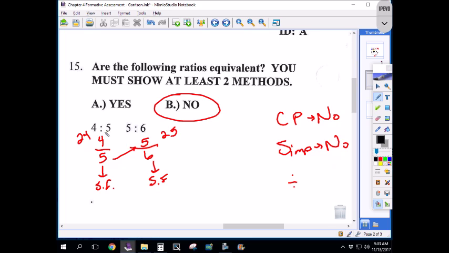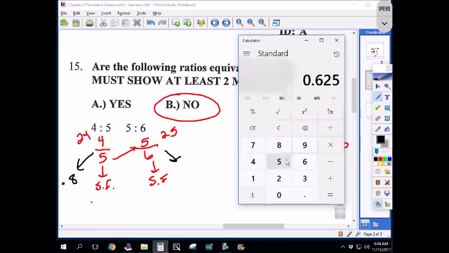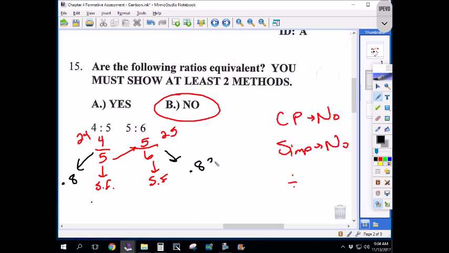And then finally, if we're ready to divide them, I know that 4 divided by 5 would give me 8 tenths. 5 divided by 6 would give me 0.83 repeating. Are they the same, guys? No. So it is no. That one there would absolutely be no. You had to show me 2 out of 3 of those methods.